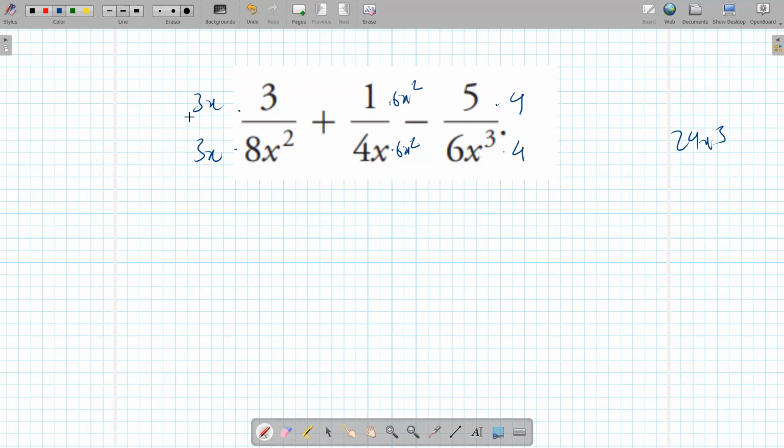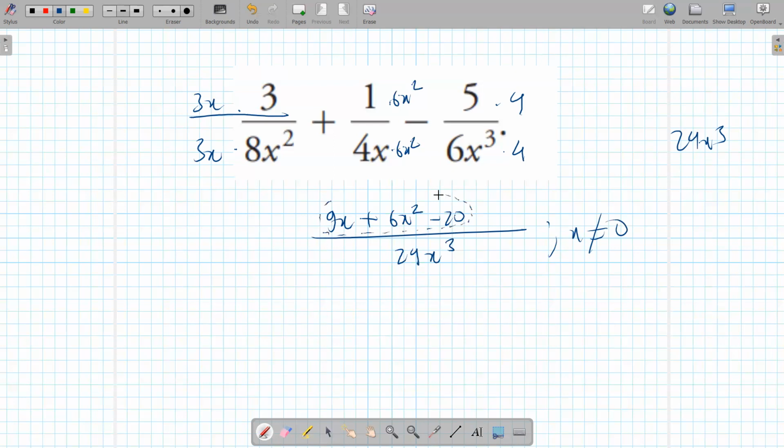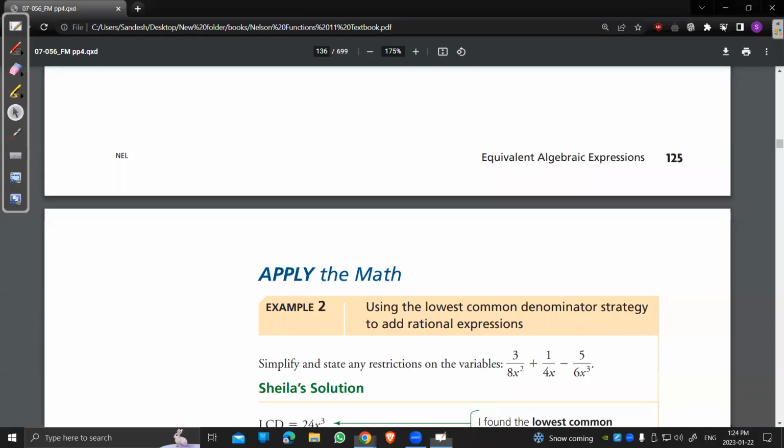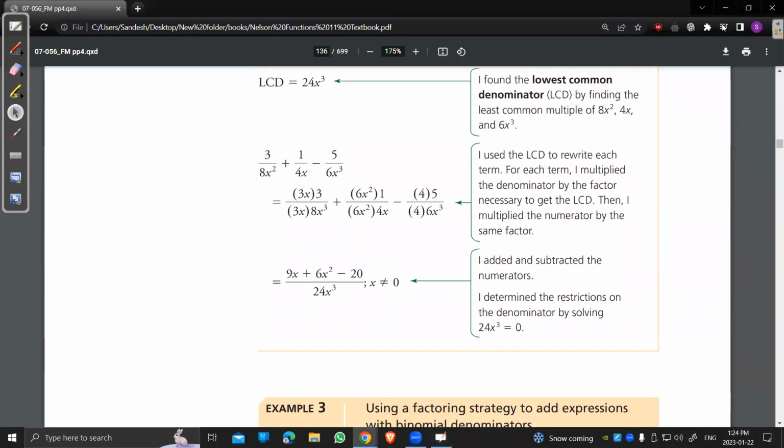I'm just going to do this in one step. 3x times 3, 9x. 1 times 6x squared, 6x squared. 5 times 4, 20. All over 24x cubed. Right? And that's it. And x can't be 0. This could potentially be factorable, but I'm not worried about that now because it's going to be too big, right?